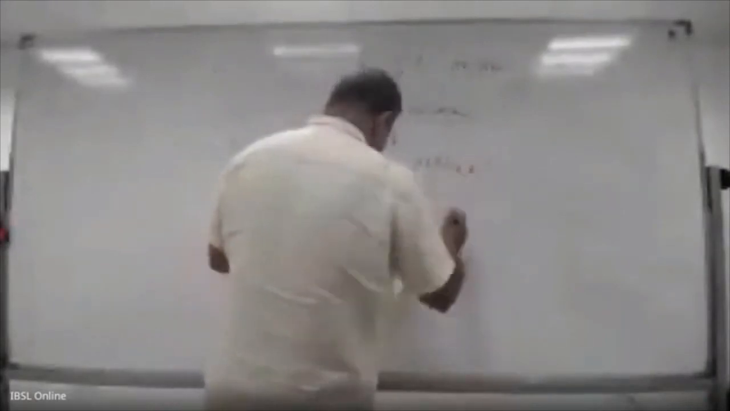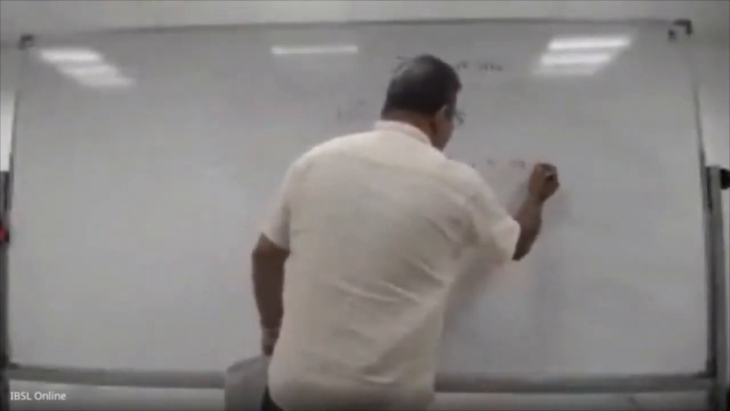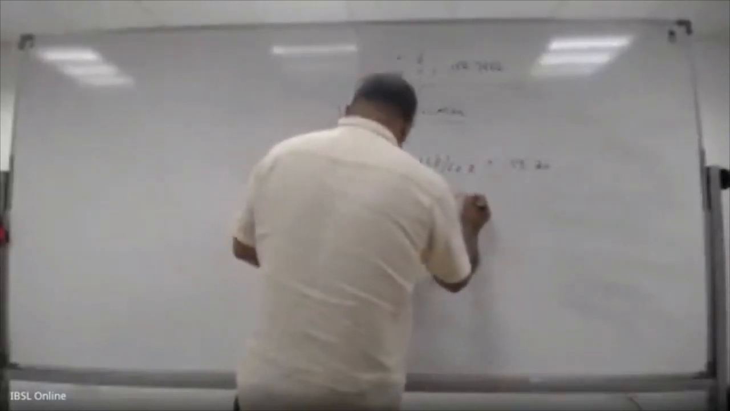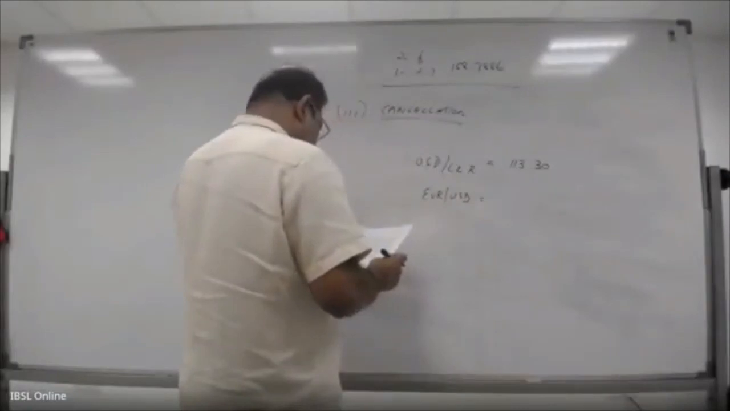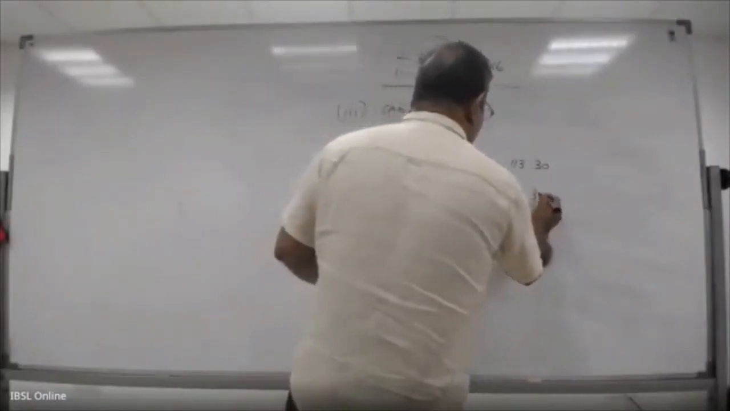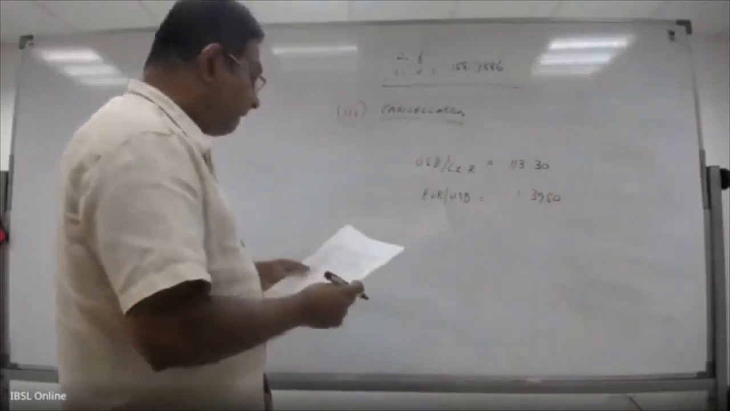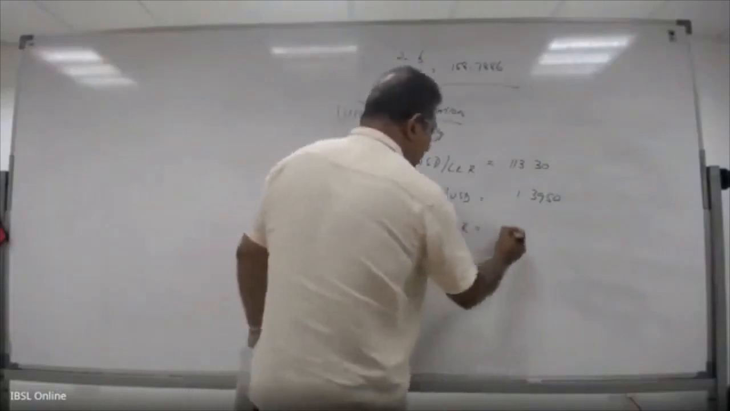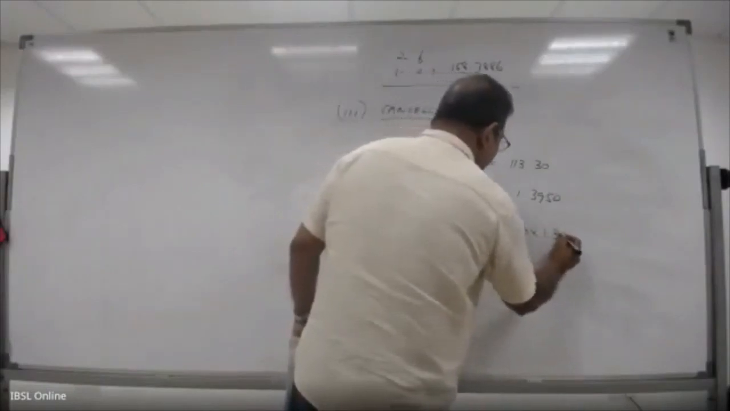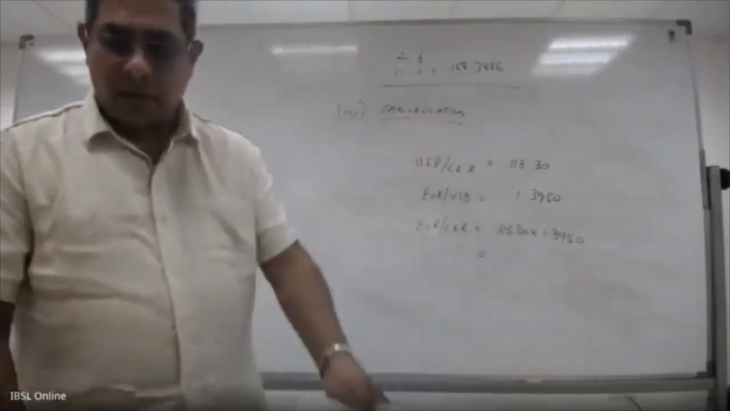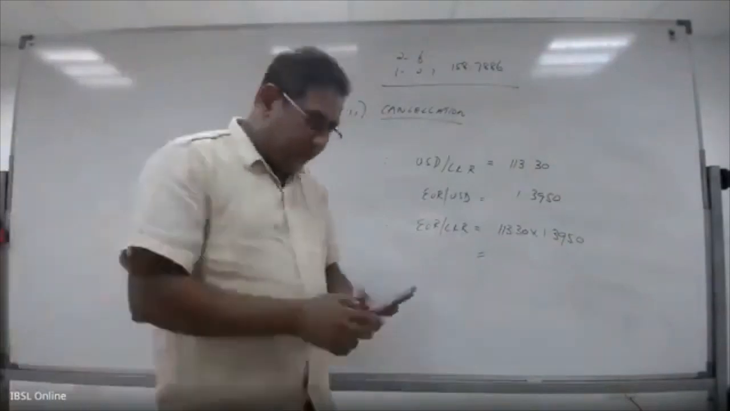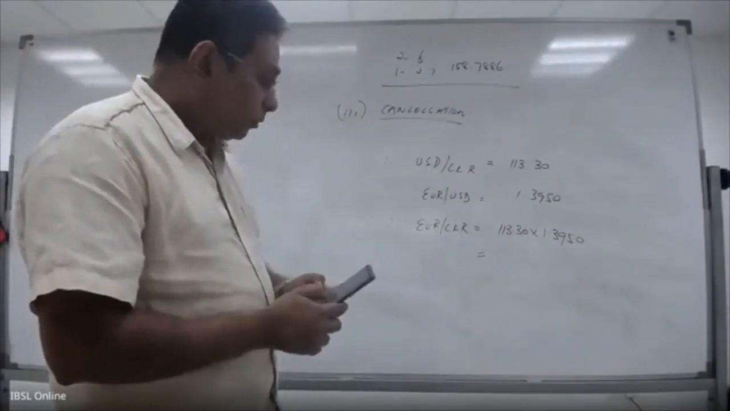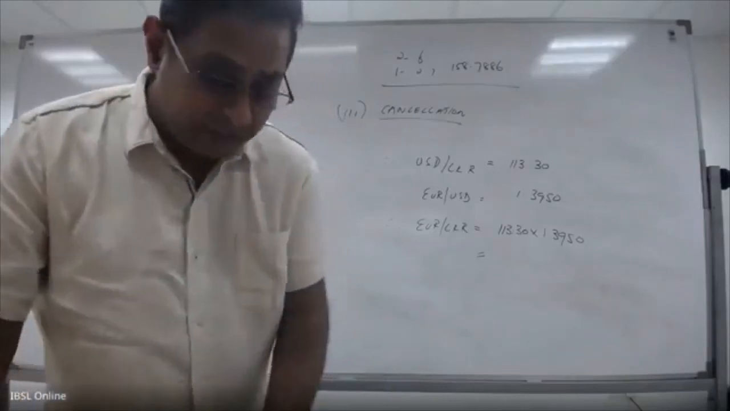Therefore, EUR 1 is equal to USD 113.30, and EUR to USD is equivalent to 1.395. Therefore, EUR to LKR is equivalent to 113.30 into 1.395. I'll take extra half a minute. 113.30 into 1.395 will give you 158.535.